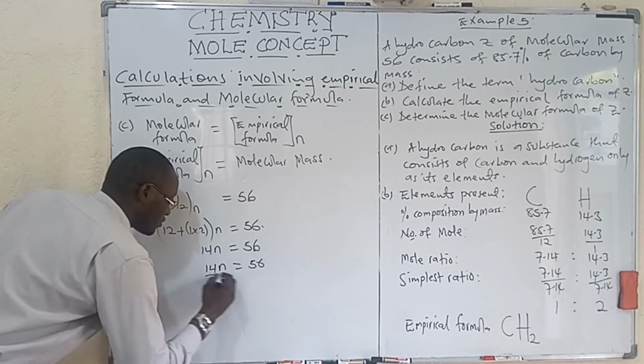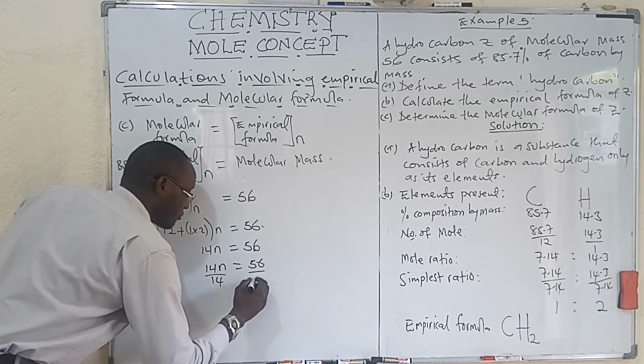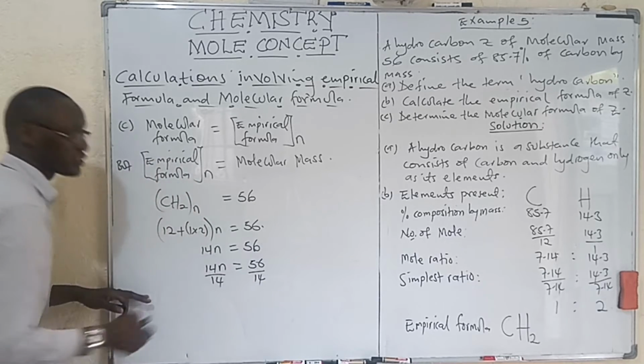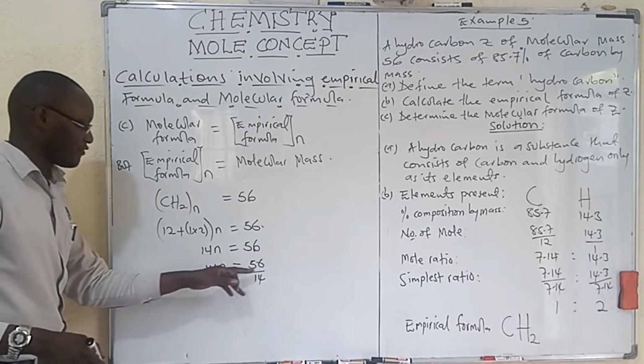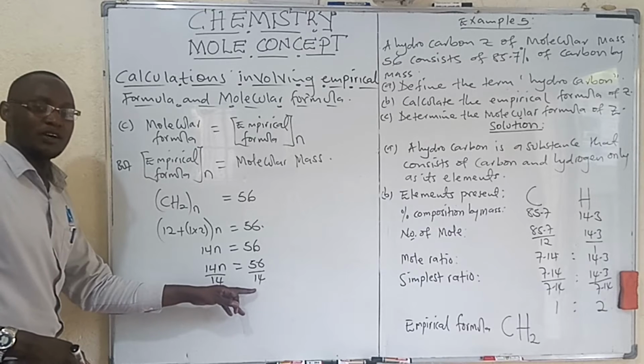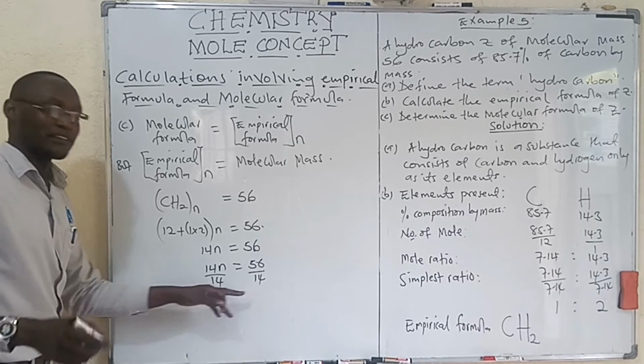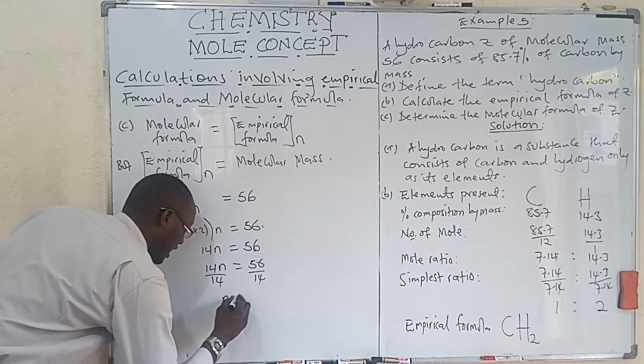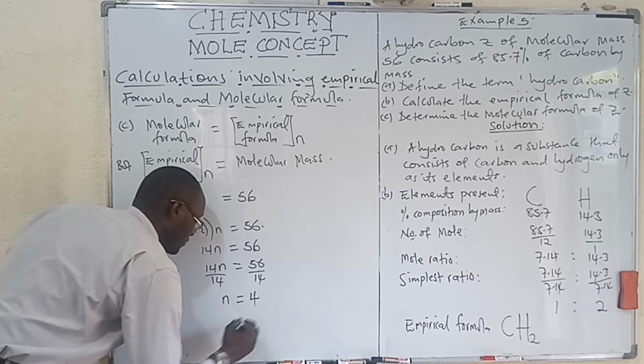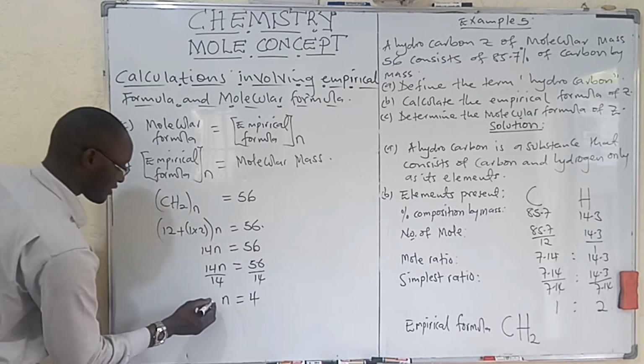Some people don't even know how to make n the subject of the formula here. So 14 will cancel, and then 56 divided by 14, what do you get? Oh, people are saying 4. Good, that is the correct answer. So n is equal to 4. Thank you very much for the answer.